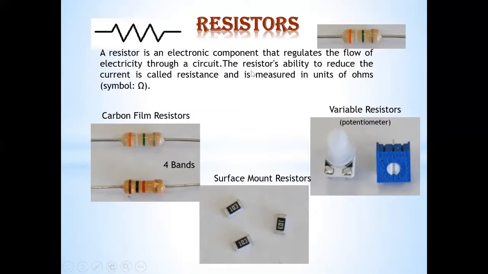The resistor's ability to reduce the current is called resistance, and it is measured in ohm. Ohm is, and the symbolic representation is like this. The different types of resistors look like this. We are going to use all these kinds of resistors in our further sessions.